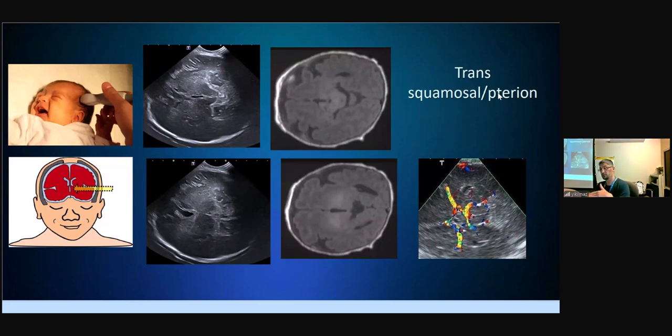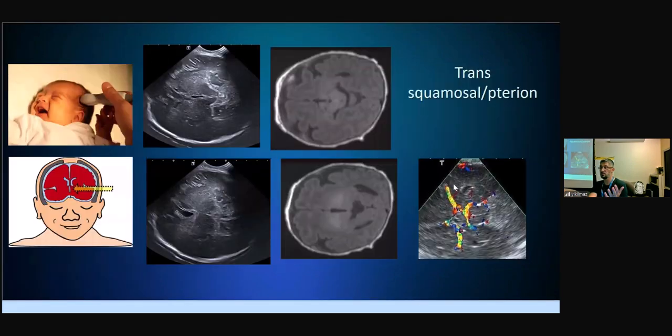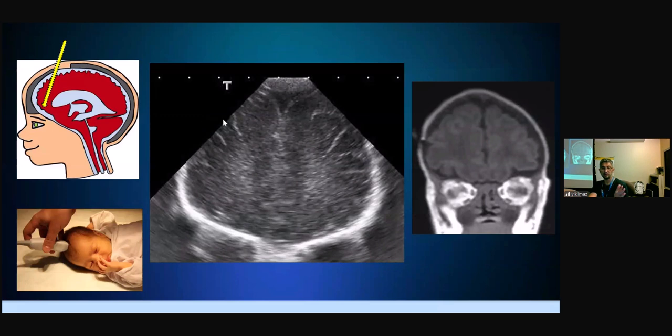Transcranial approach or posterior approach allows axial images, just like CT or MRI. And this is the ultrasound image, and this is the MRI correlation. And here is the circle of Willis on the axial plane. This is also very nice, but it's not routine.